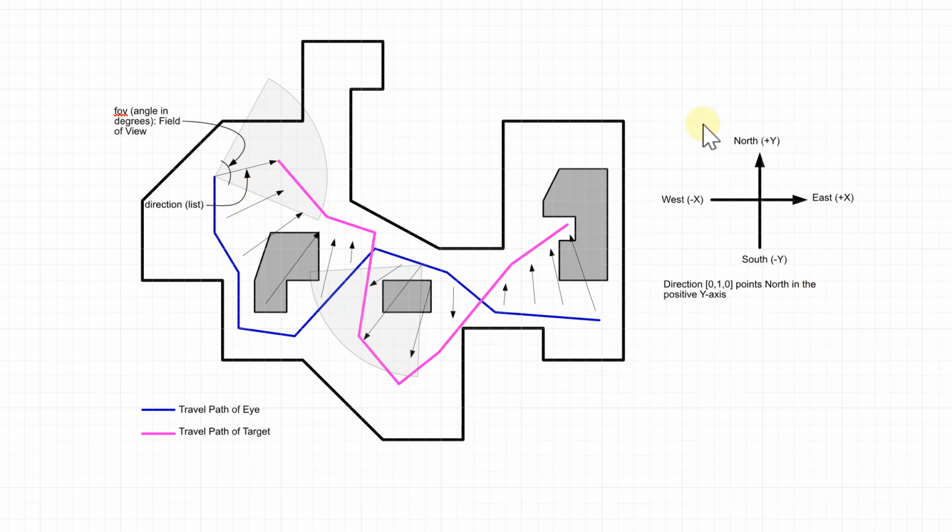There are some assumptions or some settings. Basically in topologicpy we consider that north is in the positive y, east in the positive x, south in the negative y, and west in the negative x. And what you see here in the pie shape, that is your field of view or FOV, and that's an angle in degrees.